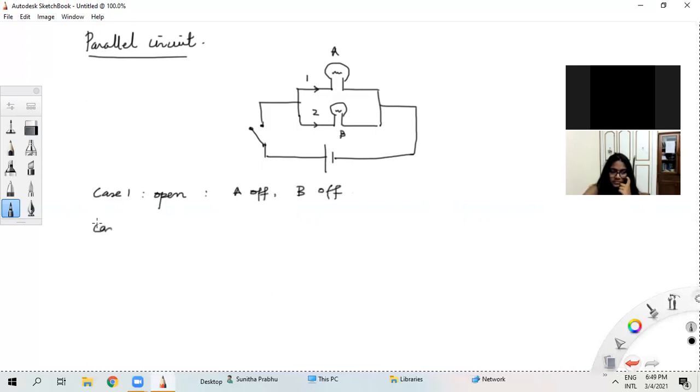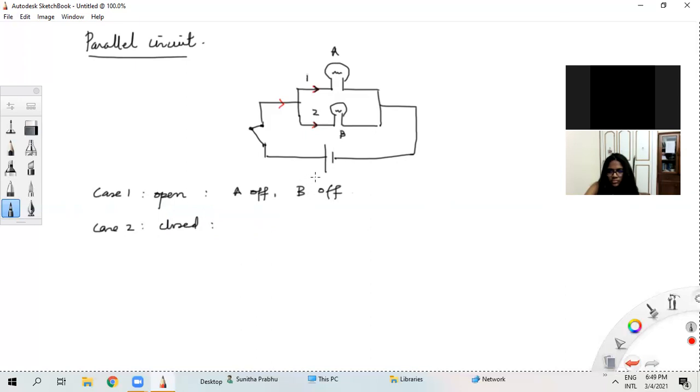Now in case two, I'm going to close the switch. There, I closed it. When I close it, current will flow through both. It will flow in the main circuit, and it will also subdivide into both the paths, flowing in path number one and path number two as well.